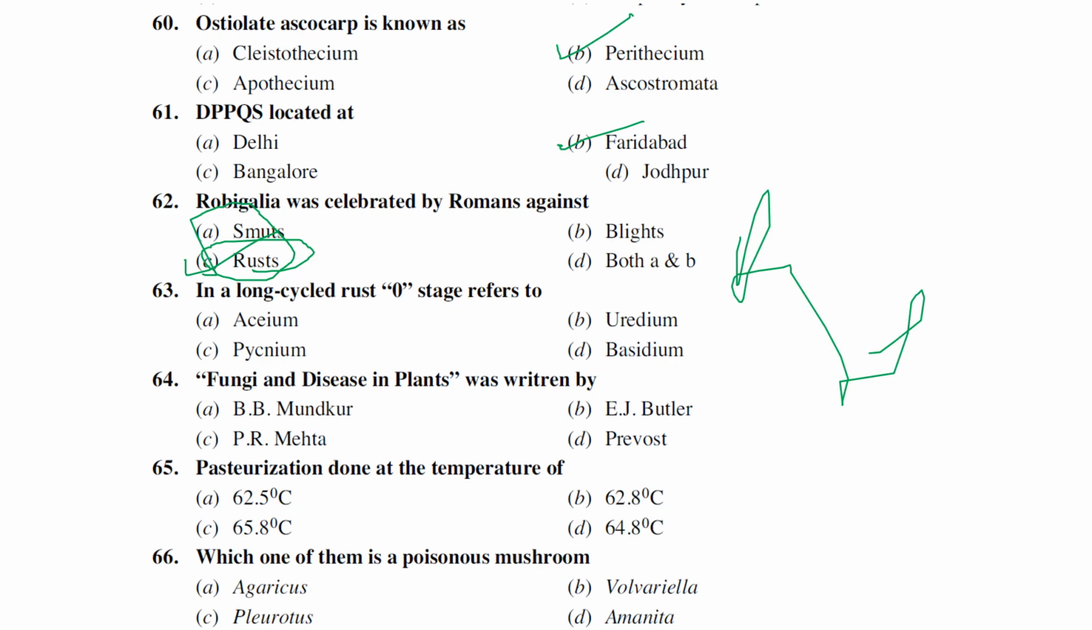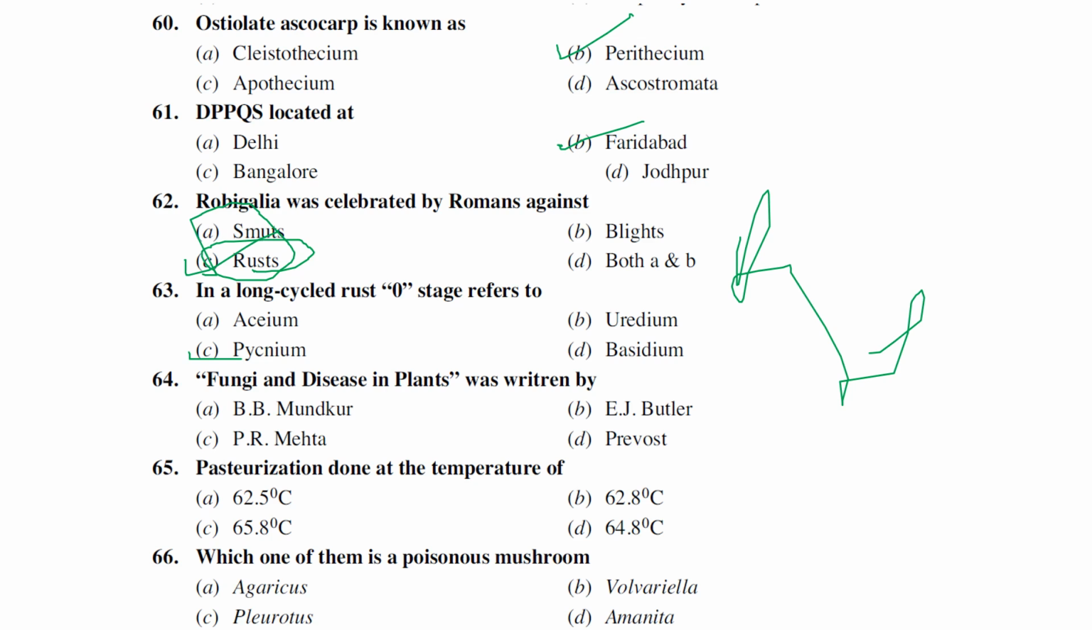So the next one is in a long cycle rust, zero stage refers to. In the life cycle of rust, not long cycle of rust, it is supposed to be life cycle of rust. So zero stage, I think we have already seen the five spore stages: pycnium, aecium, uredium, telium, basidium. So the answer, I think we have discussed, right? So pycnium is the zero stage, aecium one, uredium two, telium three, basidium four, something like that will come.